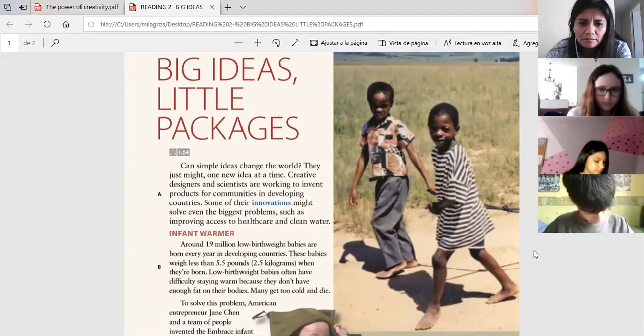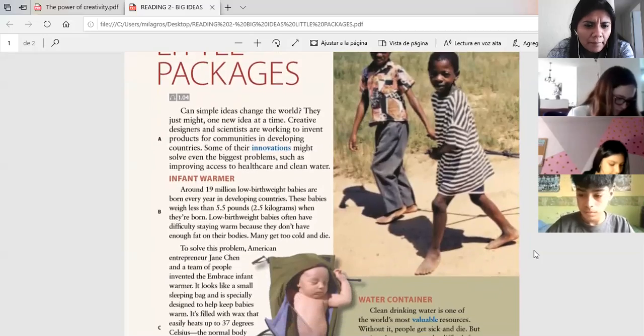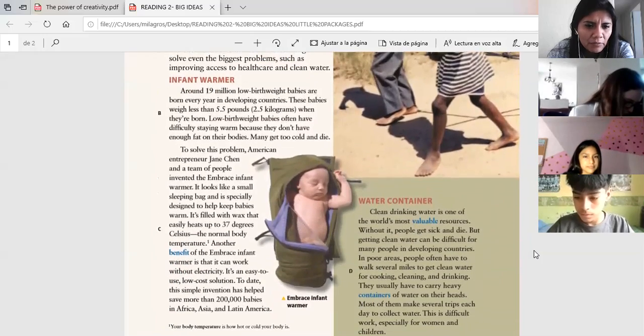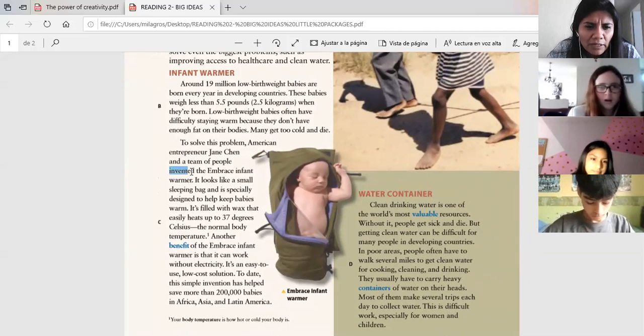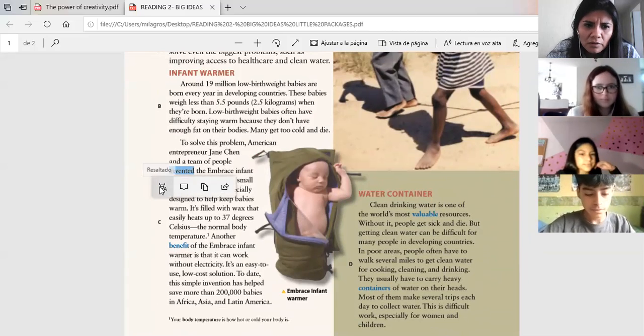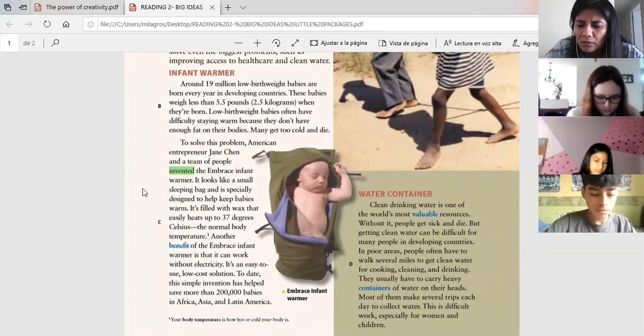Joaquina, which paragraph from this reading? Paragraph C. Okay, Joaquina, tell me what are the words? American entrepreneur Jane Chen and a team of people invented the Embrace infant warmer. Okay, so the word you have to complete is invented. Yes or no? Yes. Okay, so we put invented. Is there another word? No more.